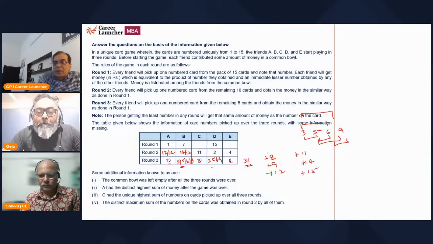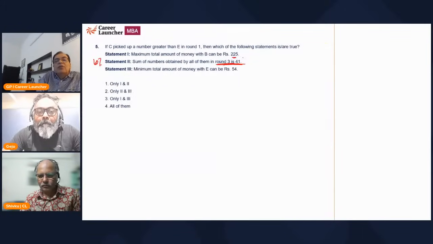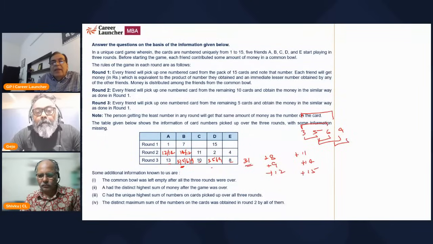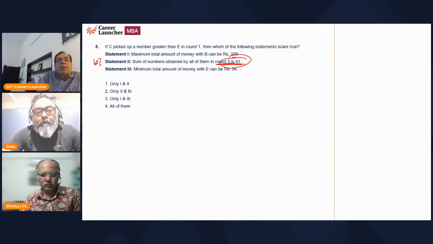Now, none of them is 10. If I want this to be 41, that means I need a 10. 31 is already there and a 10 is not there at all. That means the sum of numbers cannot be 41. This statement is wrong. Choice 1 is wrong. Choice 2 is wrong. This is wrong.